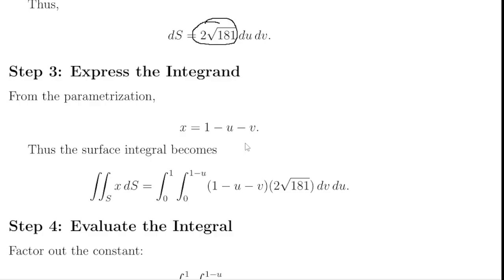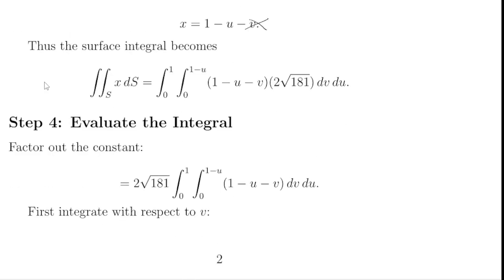So recall that if x is equal to 1 minus u minus v, when v is 0, x is 1 minus u. So the integral is from v equals 0 to 1 minus u, and then recall that u went from 0 to 1. So that was given to us. So now we just need to integrate this thing.